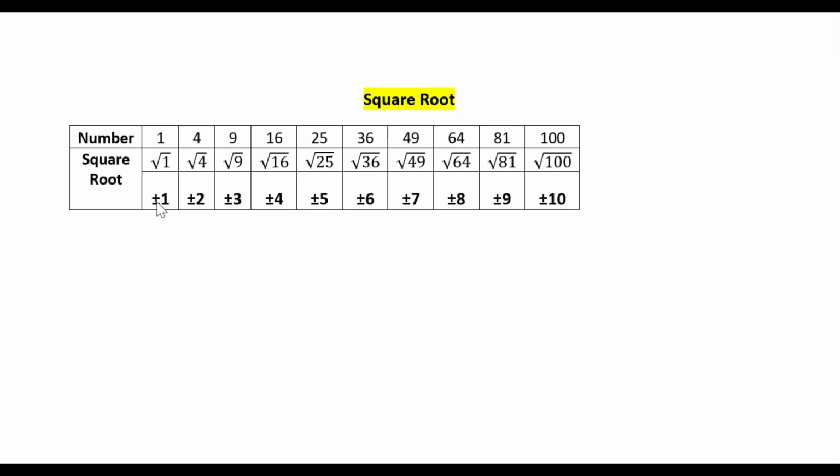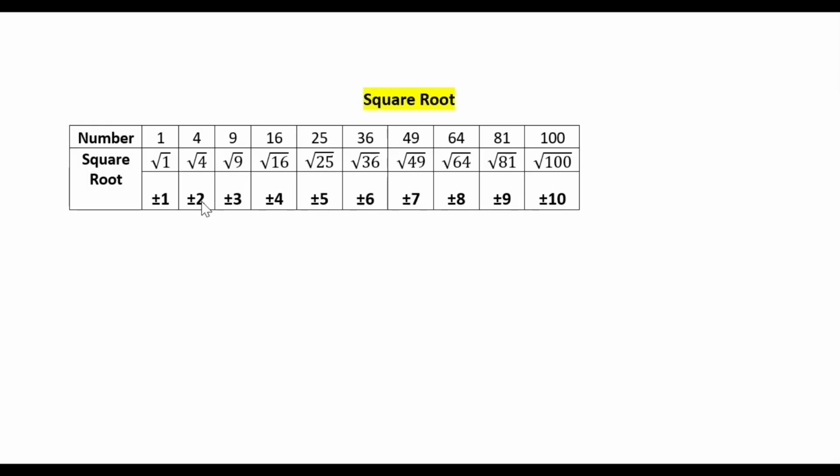You see plus 1 and minus 1. What it means is if you multiply plus 1 twice, 1 into 1, you get 1, and if you multiply minus 1 twice, minus 1 into minus 1, you also get 1. That is why the square root of any perfect square is plus minus of the natural number. So the square root of 4 is plus minus 2, as I explained before.